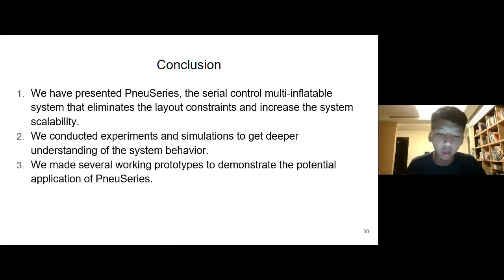To conclude, we have presented NeuSeries, a serial-control multi-inflatable system that eliminates the layout constraint and increases the system's scalability. Second, we conducted experiments and simulation to get a deeper understanding of the system behavior. Third, we made several working prototypes to demonstrate the potential applications of NeuSeries.